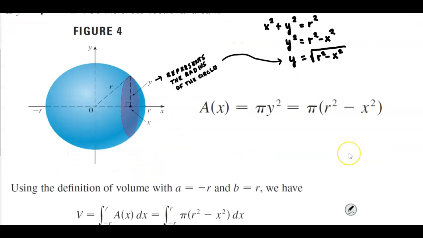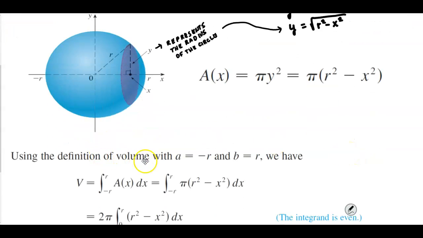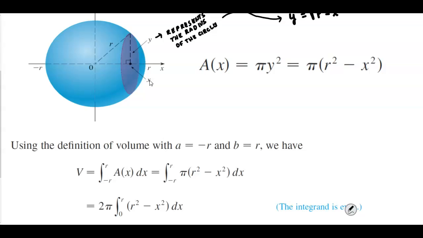Now, using the definition of volume, where the lower limit is negative r and the upper limit is r, we have the following. The volume is equal to the integral from negative r to r of the area of that cross-section times dx, which is equal to the integral from negative r to r, and we're going to now use that function, pi times r squared minus x squared, dx.